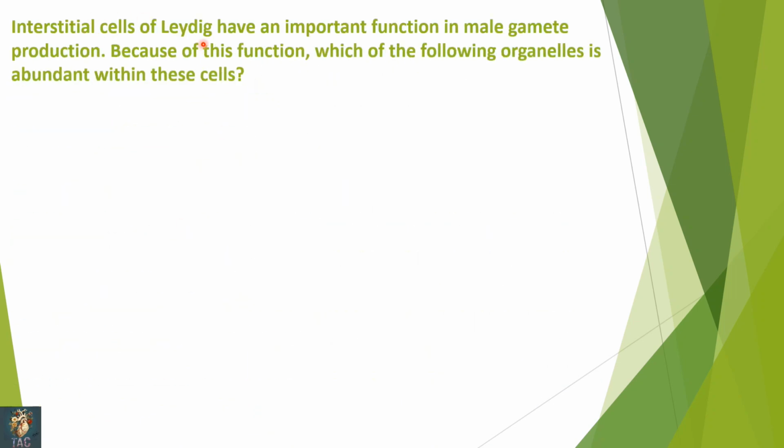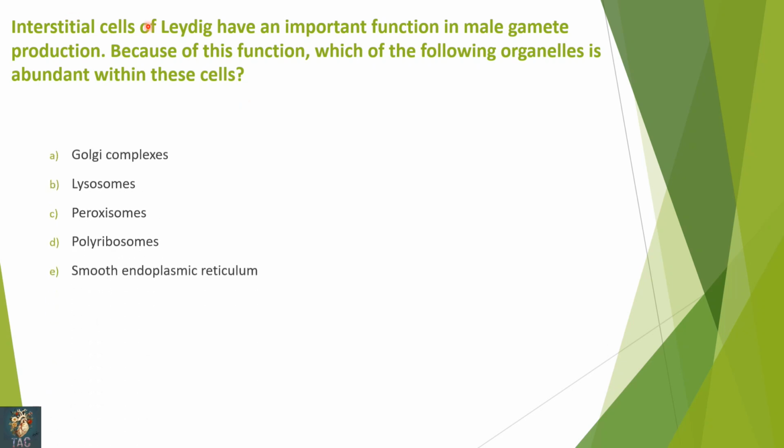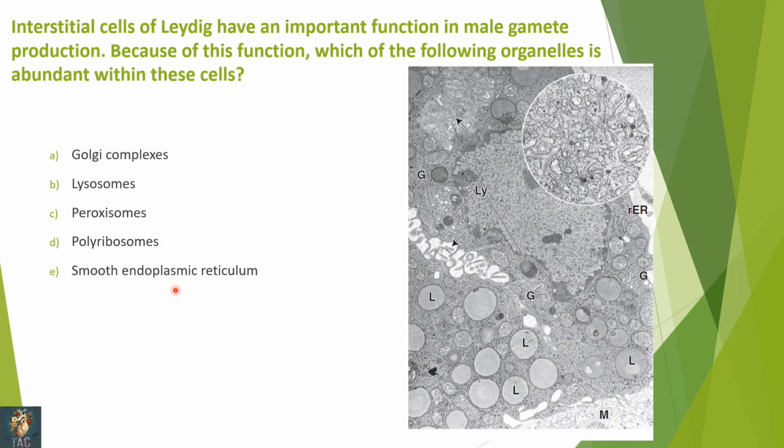Next: interstitial cells of Leydig have an important function in male gamete production. Because of this function, which of the following organelles is abundant within these cells? As we know, the interstitial cells of Leydig are steroid secreting; they secrete testosterone, which is a steroid hormone, and for steroid synthesis we require a large amount of smooth endoplasmic reticulum.